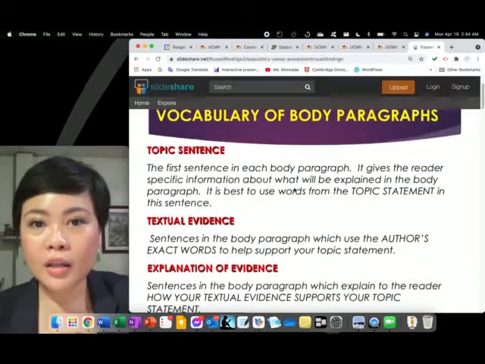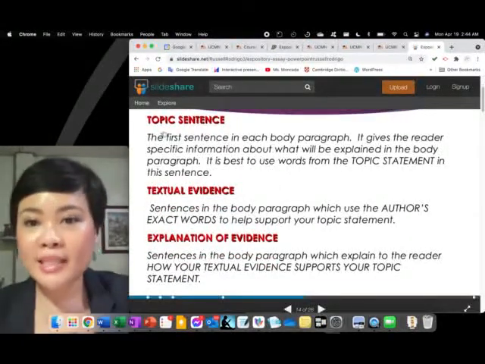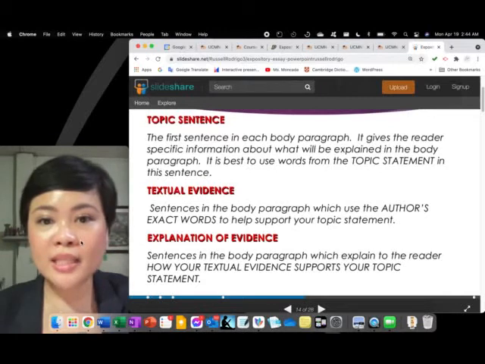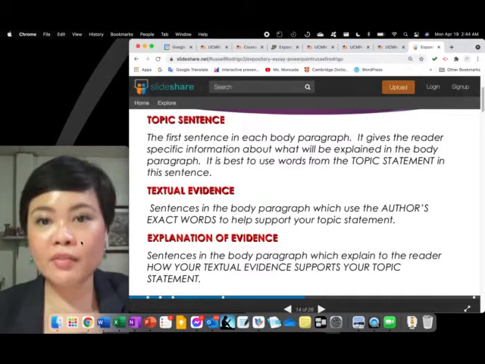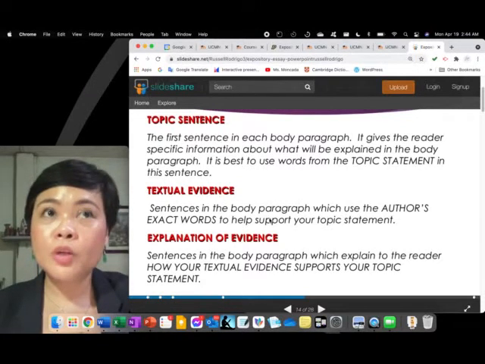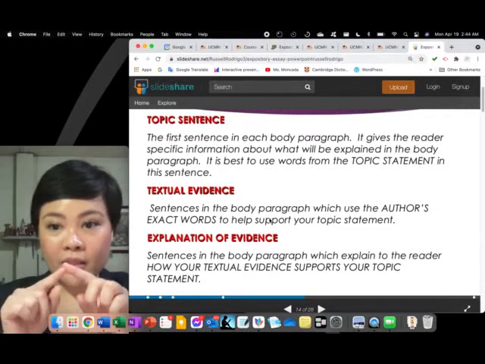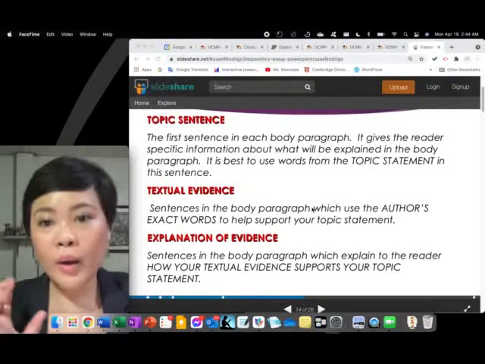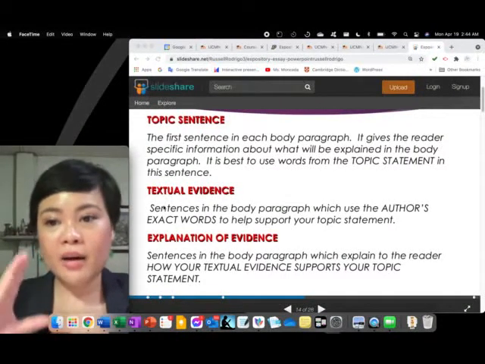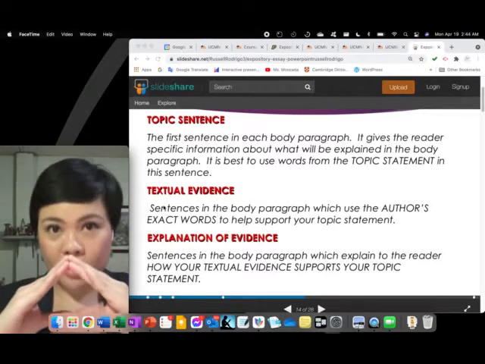So here, let's talk about the vocabulary of body paragraphs. You have the topic sentence, which contains the topic, the main idea of your paragraph. Usually it's the first sentence of a paragraph. Comparing a body paragraph to the introductory paragraph, the introductory paragraph is an inverted pyramid, right? Because the topic sentence, which is the thesis statement, is the last. Whereas in a body paragraph, it is in a pyramid form because the topic sentence is the first one, okay?